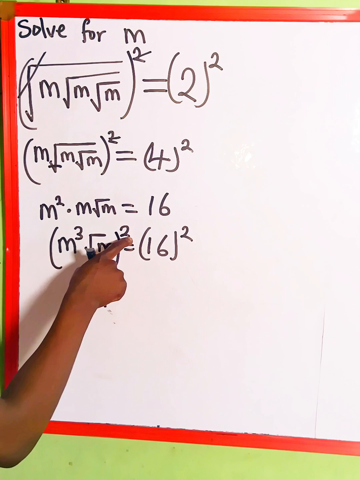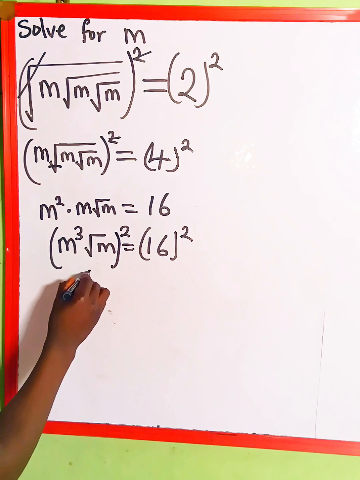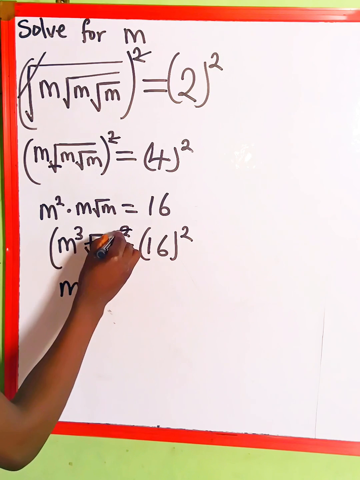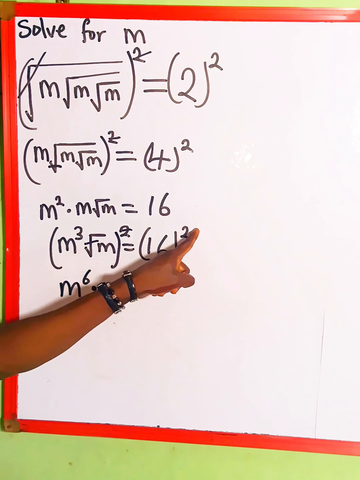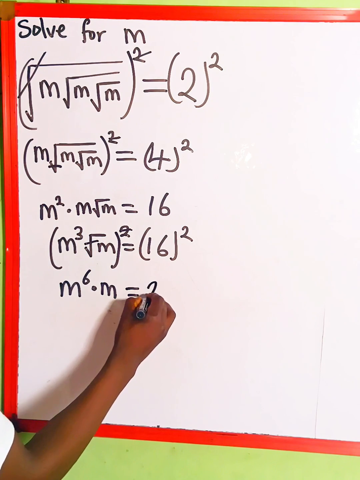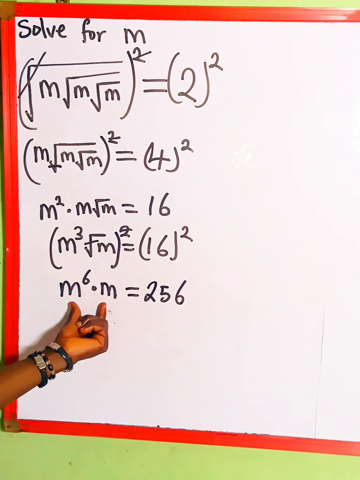So m to power 3 squared is the same as what? M, then 3 multiplied by 2 is going to give us 6. Then multiplied by the square is going to cancel the square root. We are left with just m, which is equal to 16 squared, which is 16 multiplied by 16, which is going to give us 256. So the next step is to multiply these two together.